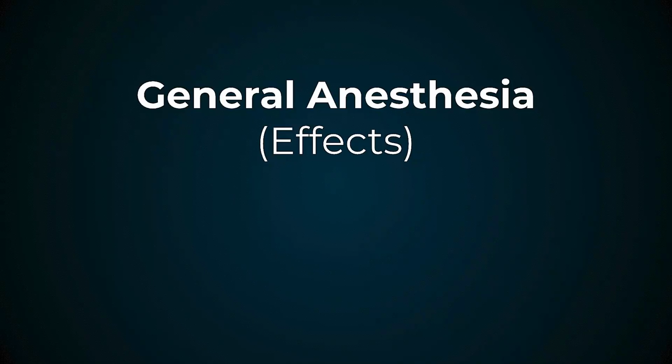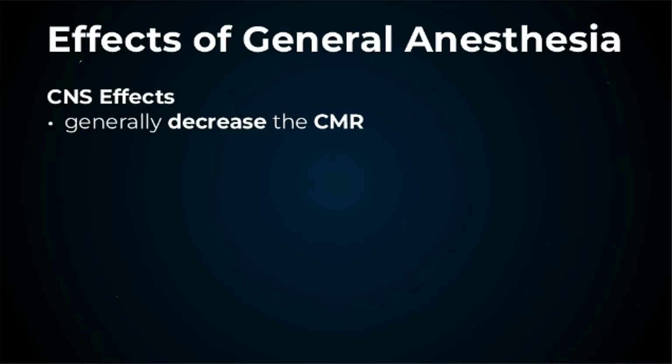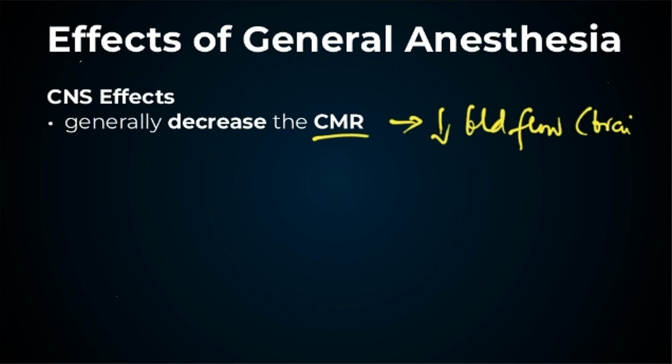So now we will be talking about the effects of general anesthesia. General anesthesia has effects on the central nervous system. General anesthesia generally decreases the metabolic rate in the brain, or the cerebral metabolic rate, or CMR. So if the metabolic rate of the brain decreases, blood flow to the brain also decreases.